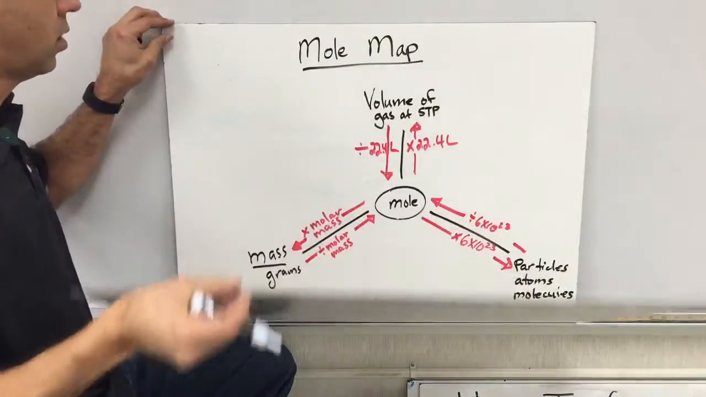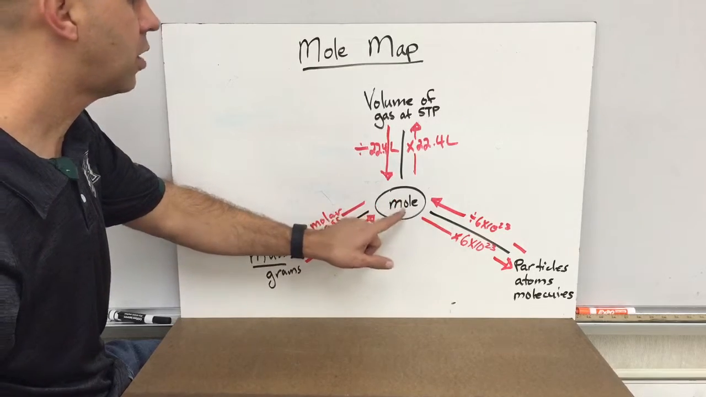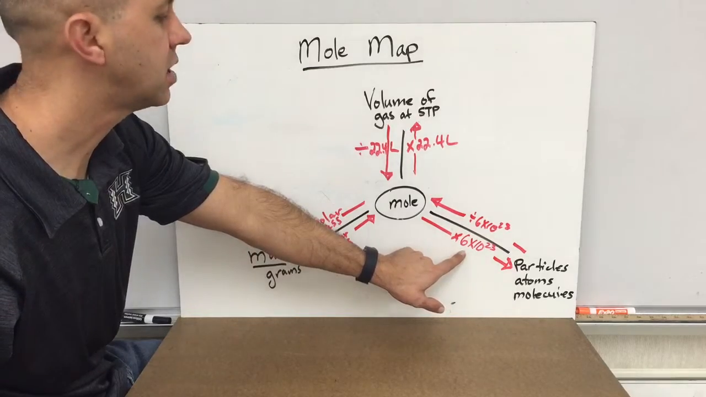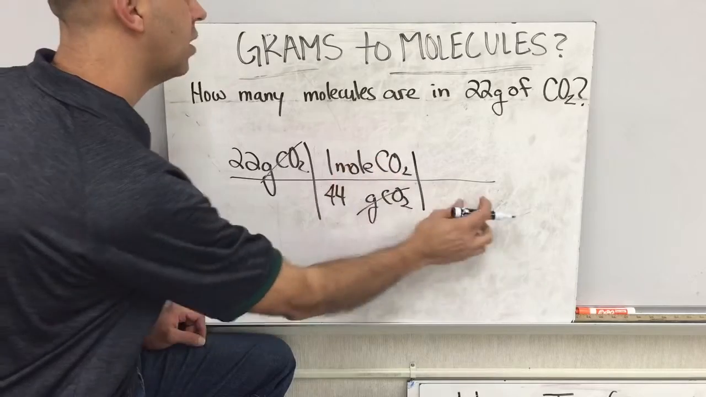So right now, I'm over here. Now what does my step say? If I'm going to go from here to here, I have to multiply by Avogadro's number, 6 times 10 to the 23. So I'm going to take this and put it down there.